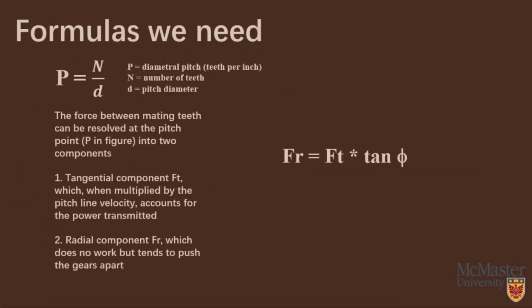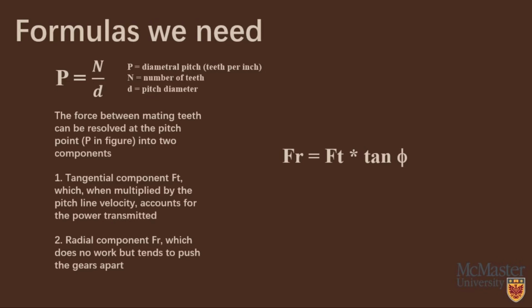Before seeing the problem, there are some formulas that we need. The first formula is capital P equals N over D. The capital P in this formula means the diametral pitch and the unit is teeth per inch. The N means the number of teeth and the D means the pitch diameter. The second formula is Fr equals Ft times tangent of the pressure angle.